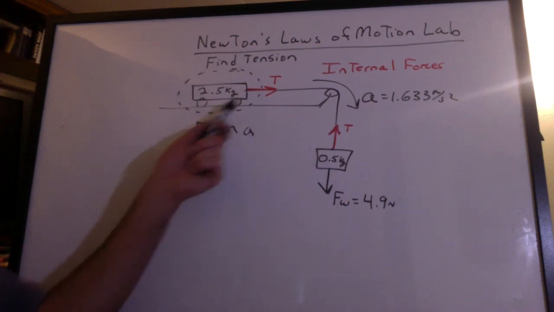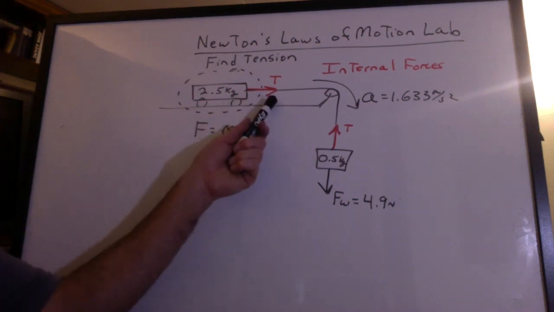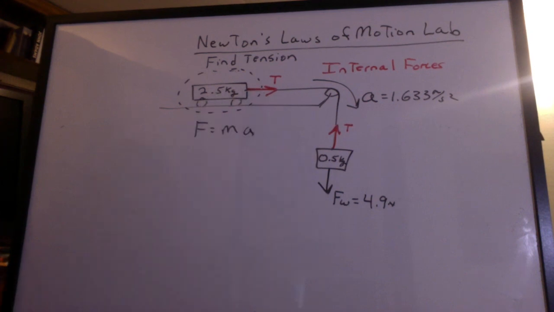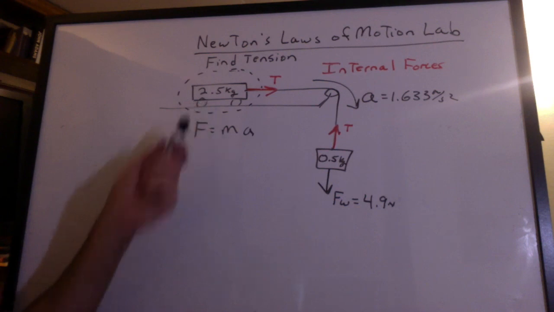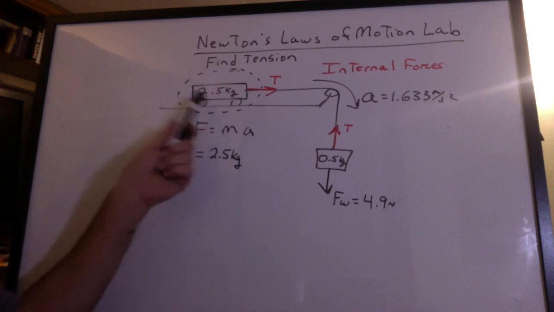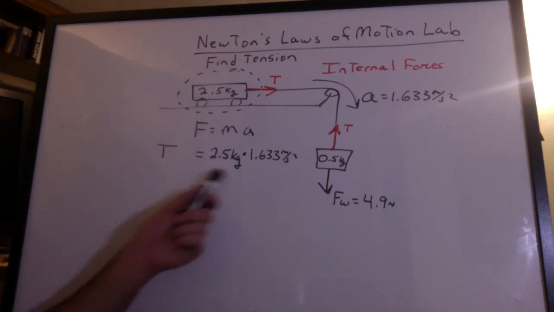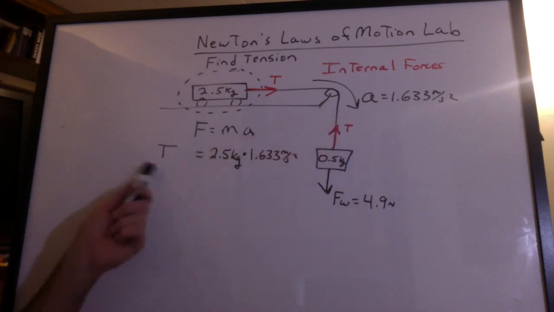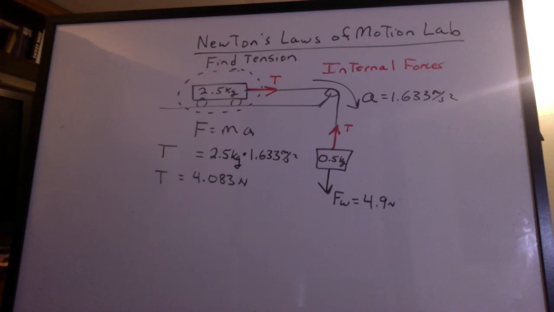When I do that, this now becomes an outside force, or an external force, to this system. What makes that cart accelerate? Just the tension. The mass of the system is now just the mass of that cart. And it's accelerating at 1.633 meters per second squared. So we can calculate a tension of 4.083 newtons.